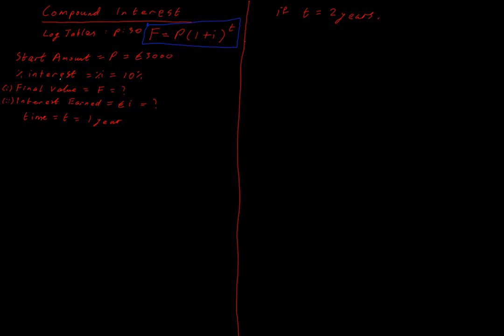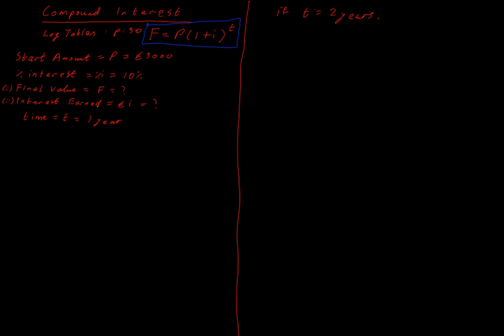The percentage interest, so the amount of money that we're going to earn each year, how the value of our money is changing each year, is called the interest, and the percentage interest is 10%. The effect is every year we're going to increase the value of our money by 10%. So we're going to end up with 10% more money at the end of each year. The final value is capital F. And that's fairly straightforward. The final value is what we're going to end up with, so how much money we're going to have at the end of a particular amount of time.